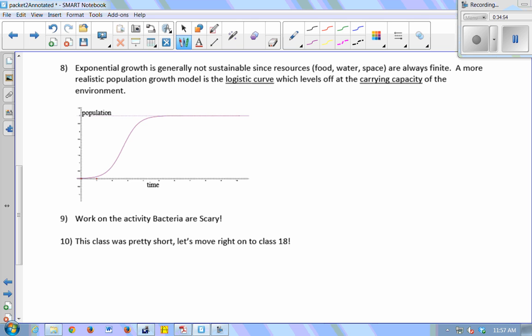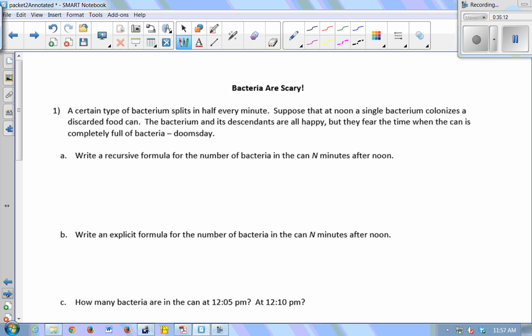We're not going to talk about a formula for this kind of growth. Just be aware that aside from linear and exponential, this is a more realistic one, but we're not going to talk about its formula. All right, so I want to spend the last 15, 20 minutes having you work on the activity Bacteria Are Scary. I'll come around and help as you get stuck.